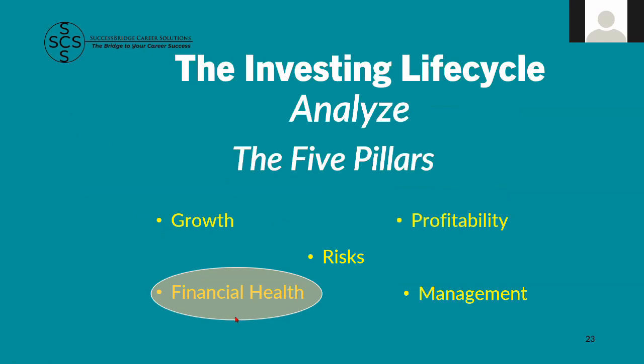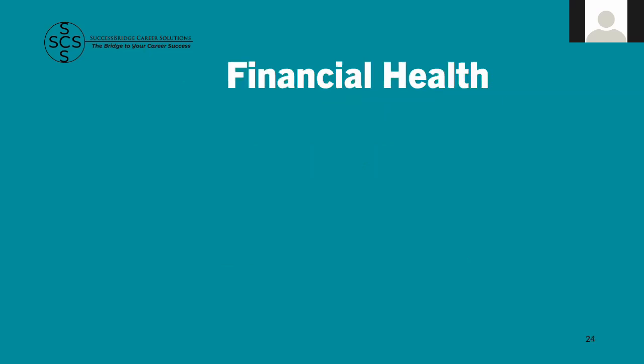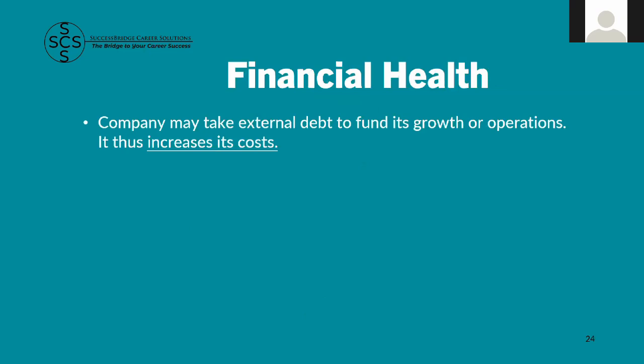Okay, so that's all for profitability metrics that are used in analyzing companies. We will now look at financial health, so how a company is managing its financial health. That is also a very key metric in analyzing companies. Okay. So now a company may take external debt to fund its growth or operations. Maybe it needs to expand, or maybe it needs to put in substantial capex, for which it cannot or does not want to dip into internal accruals. So it feels that it is better off taking external debt.